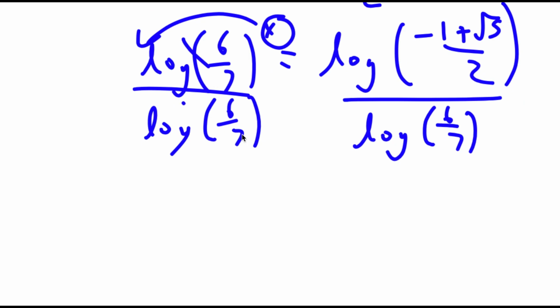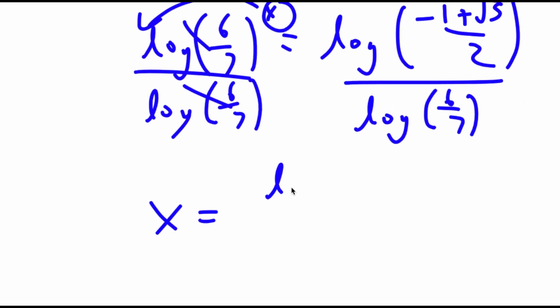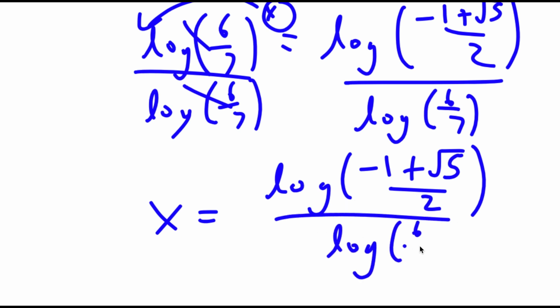So now I have these two cancel out. X is equal to log of negative 1 plus the square root of 5, over 2, over log of 6 over 7.